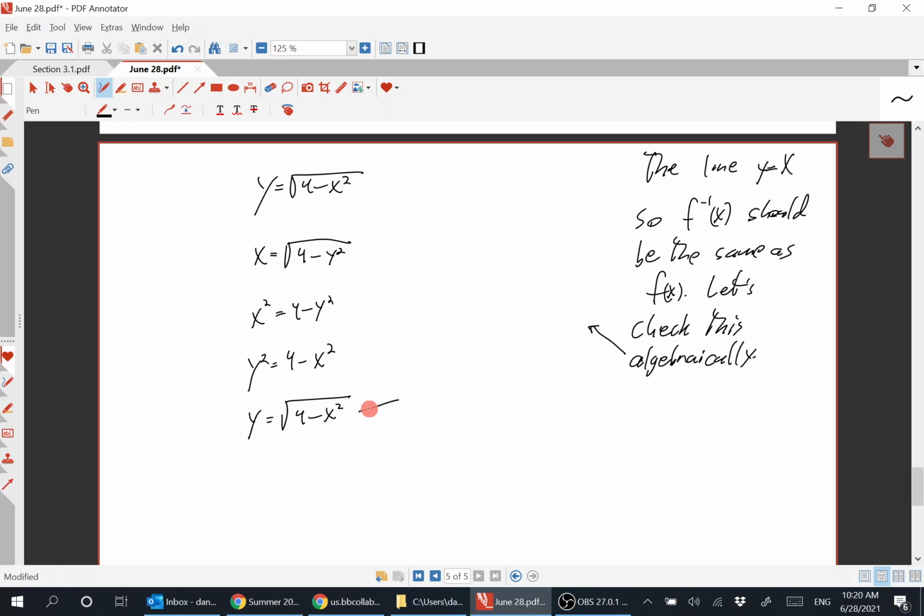All right, so f inverse of x is equal to f of x. So it's a self-inverse function. And that's an important function, this circle function.